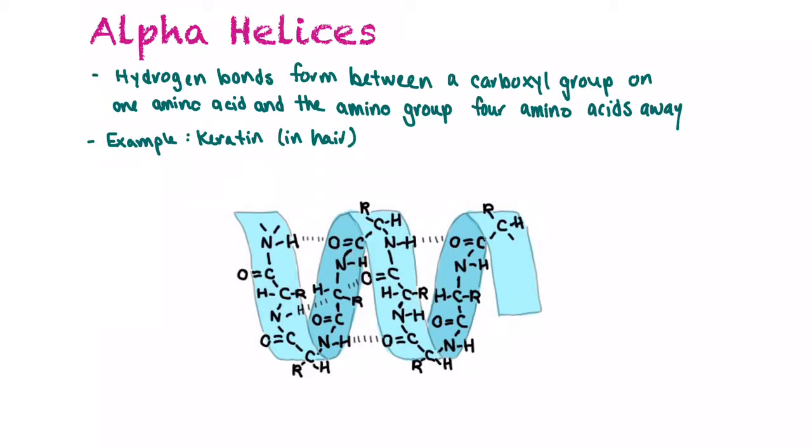to this one over there, which is 4 away, this one to this one, which is 4 away, and so on. Because there's that continuous and regular interaction between a carboxyl and amino 4 away, you end up with this coiling pattern, so it forms a helix. An example of a protein that has a lot of alpha helices would be keratin, which is found in hair.